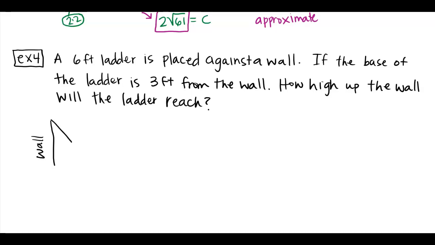All right, there's the wall, and then the ladder is somewhere going up the wall, right? And at some point it's hitting the wall up here. And it's telling us that we know the base of the ladder, the bottom of the ladder here, is going to be 3 feet from the wall. So we know this is 3 feet. And we know that the ladder is 6 feet.